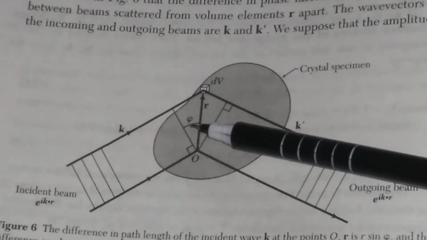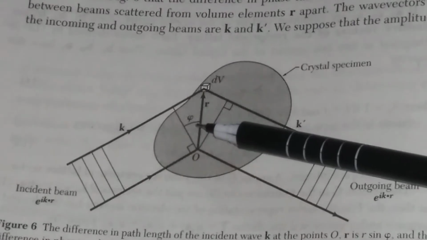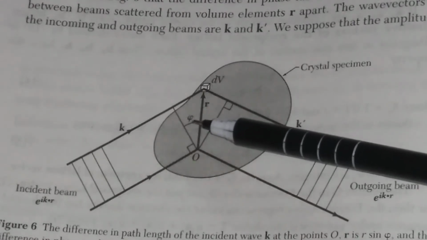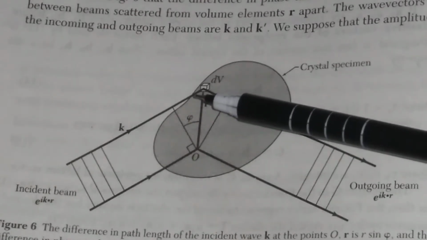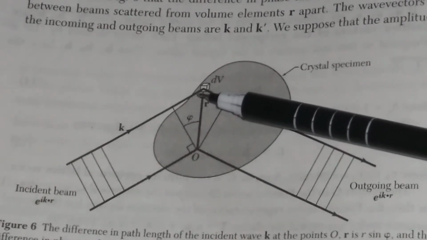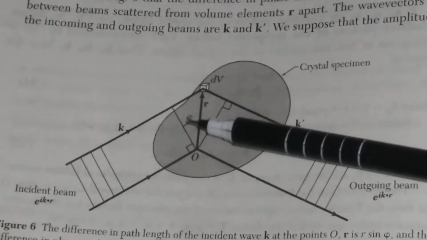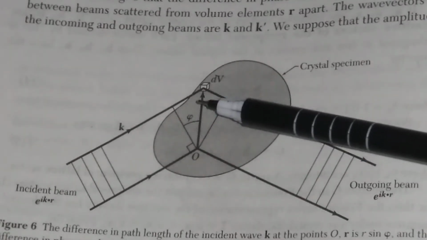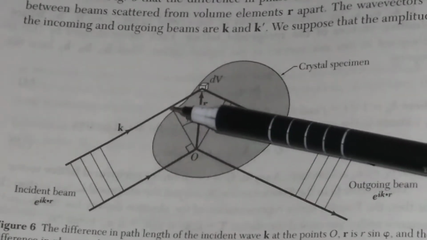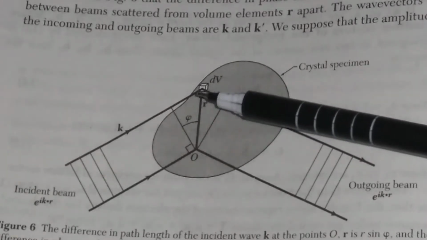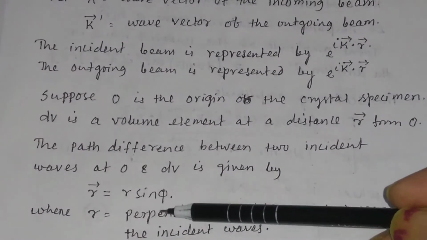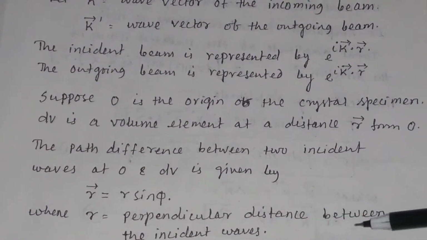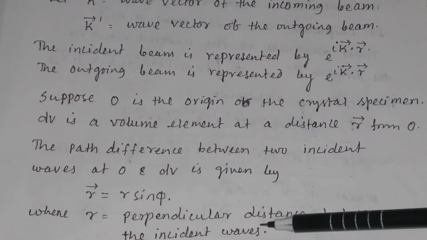If this angle is equal to phi, then the path difference between the two incident waves, this wave and this wave, will be equal to r sin phi, because this angle is phi and this is a right angle triangle, where r is the perpendicular distance between the incident waves.